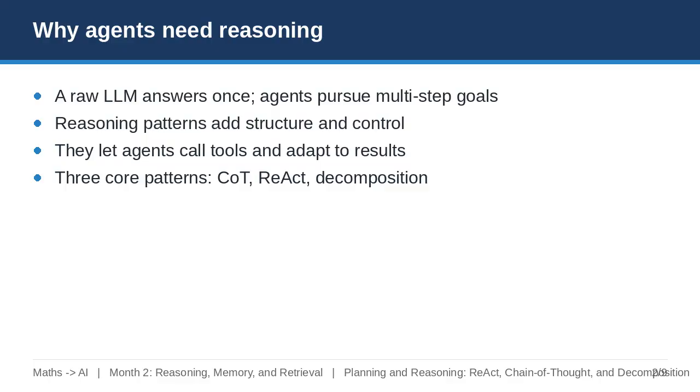A plain language model gives a single answer to a prompt. But an agent must pursue goals that span many steps, call tools, and adapt when reality differs from its expectations. Reasoning patterns are the scaffolding that turns a single prediction into a controllable process. We'll focus on three: chain of thought, ReAct, and decomposition.